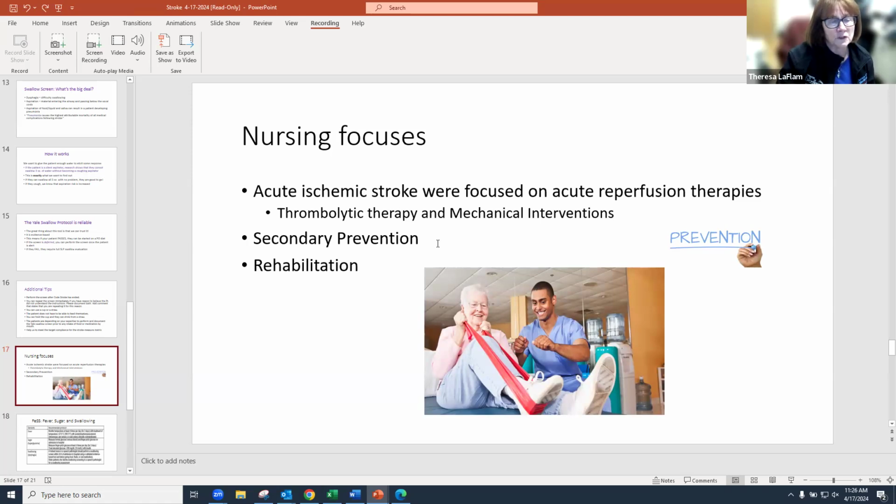Then we also focus on secondary prevention. What got them here? How can we prevent it again? Like the high blood pressure, the diabetes, and the cholesterol. What can we do about those risk factors? And what is the highest level of rehab that we can get that patient to, so they can get back to their best self, back to their baseline?